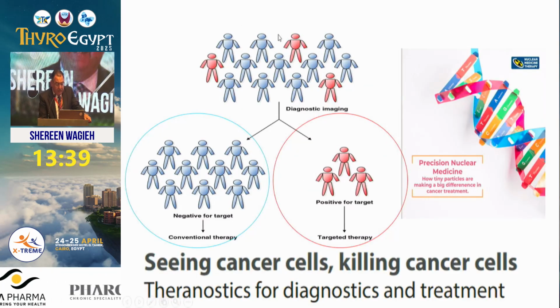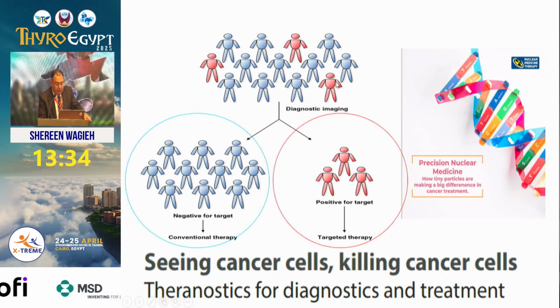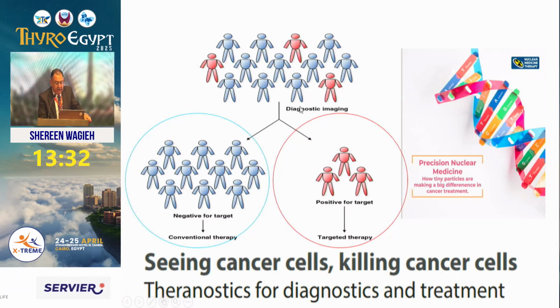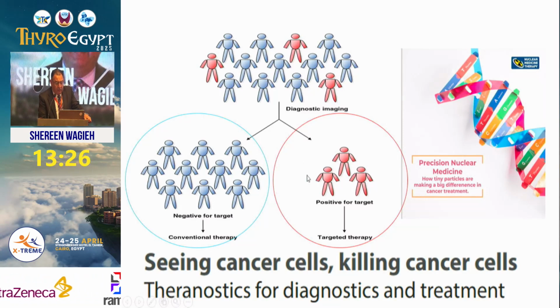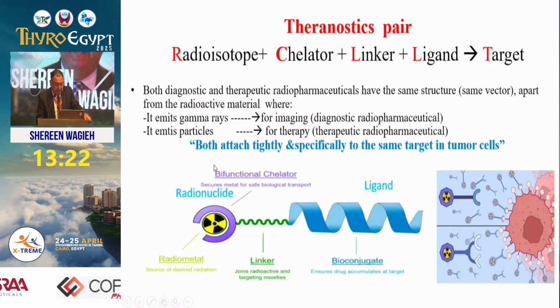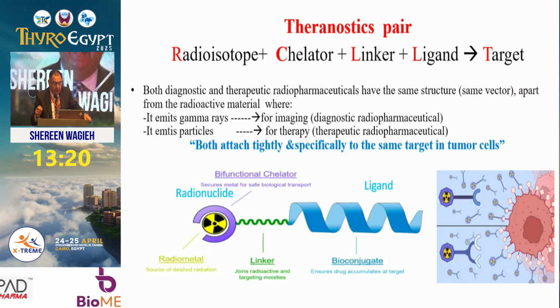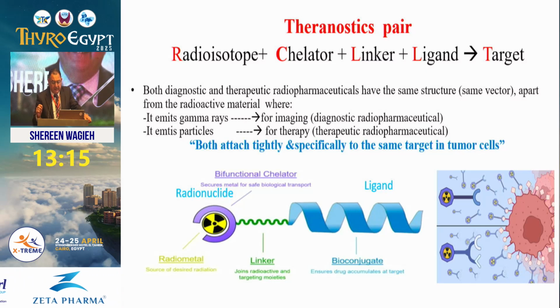So if you have all these patients with the same malignant process, you can properly select, with this diagnostic imaging, who is going to benefit from your targeted therapy, and exclude others to take other conventional therapeutic modalities. As a matter of fact, both diagnostic and therapeutic radiopharmaceuticals have the same structure, which is named the vector.